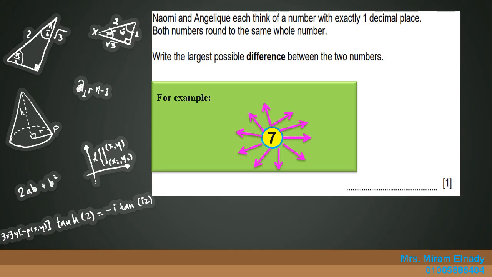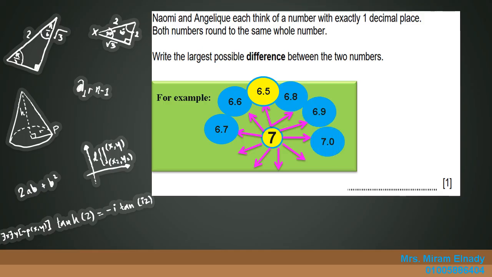Think about all the numbers. When we round them to the whole number, it will give us 7. We can think about 6.5, because 5 is a strong number. When we round it to the nearest whole number, it will be 7. What else? 6.6, 6.7, 6.8, 6.9, 7.0, 7.1, 7.2, 7.3, and 7.4.